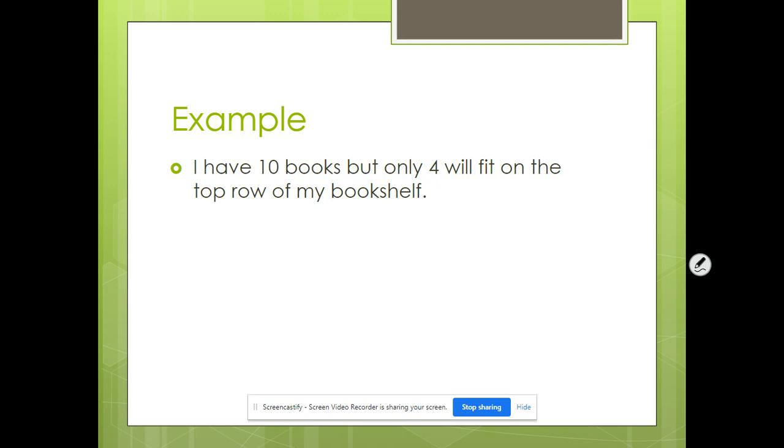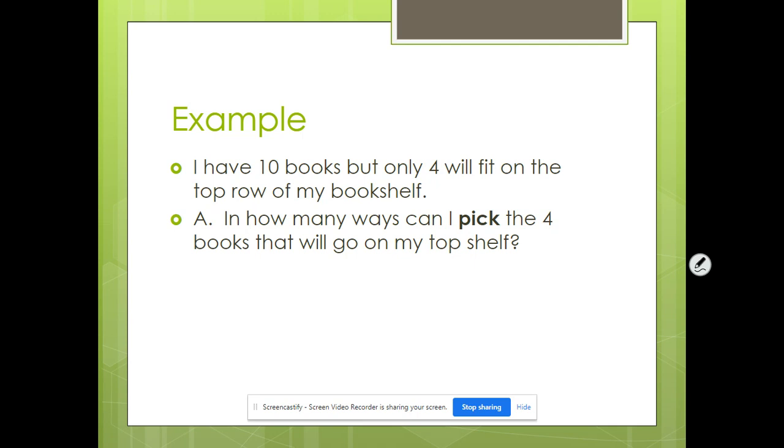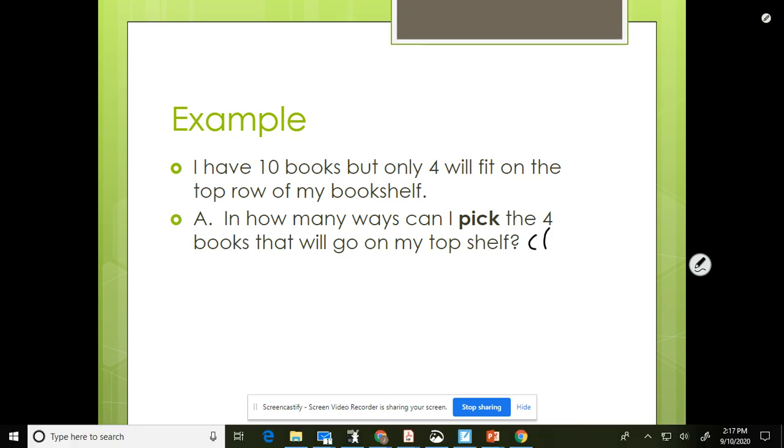All right, so let's say I have 10 books. I can only fit 4 of them on my bookshelf, on the top row of my bookshelf. Okay, it's a very important situation here that everybody faces. So 10 books, I have to only fit 4 on the top row. How many ways can I pick the 4 books that'll go on the shelf? So I'm just picking 4. Order doesn't matter. So that means this is a combination. I have 10 books. I'm choosing 4 of them.